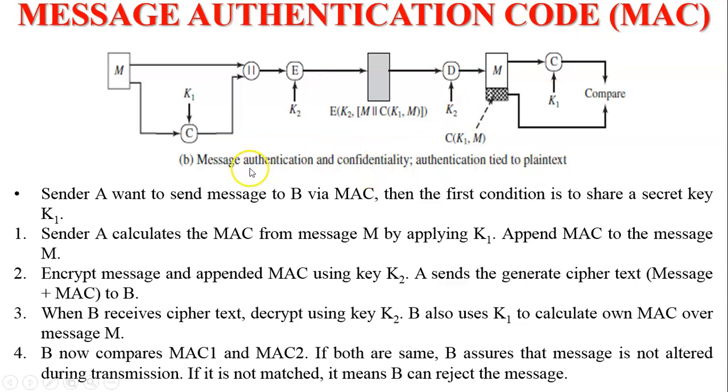So in this figure we can achieve message authentication, confidentiality, and authentication tied to the plain text. Now you can see here this is the encryption process. It means we can achieve confidentiality, and here message authentication, and the message authentication is tied with the plain text.